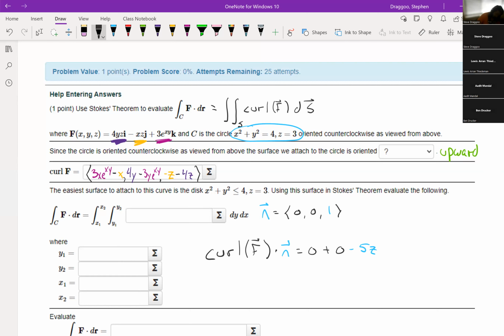But we need to parameterize this thing so that we're just integrating over x and y. So again, plug in what z is equal to, and z is equal to 3, because that's the plane that we're in. So our integrand is negative 15. Pretty sure that's 5 times 3.